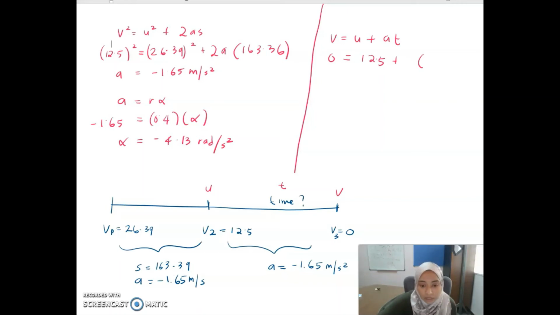Okay, I know what my a is. It's minus 1.65. And I don't know what my t is. So solving for t gives me 7.57 seconds. So that is your answer for your part B. 7.57 seconds to reach velocity of 0 from 12.5.